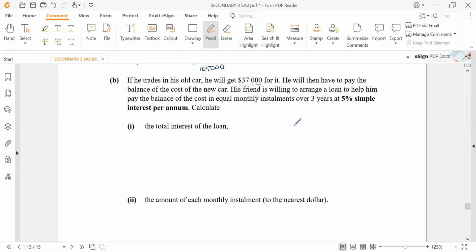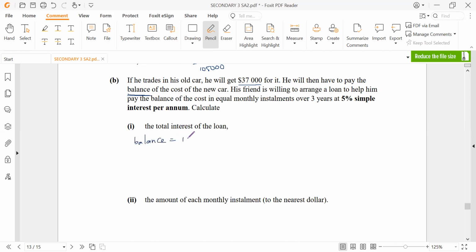So now it's a totally different question. Instead of paying by cash, he is going to pay by monthly installments, equal monthly installments. In other words, hire purchase. However, there is no discount. So there's nothing to do with the discount question. So let's see. If he trades in his old car, he will get $37,000 for it. He will then have to pay the balance of the cost. So here they mention balance. So let's calculate the balance first.